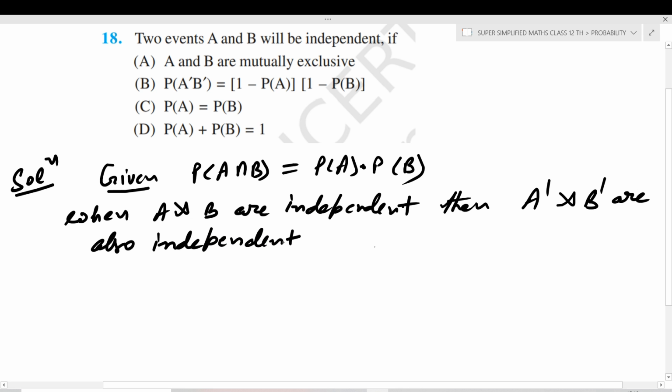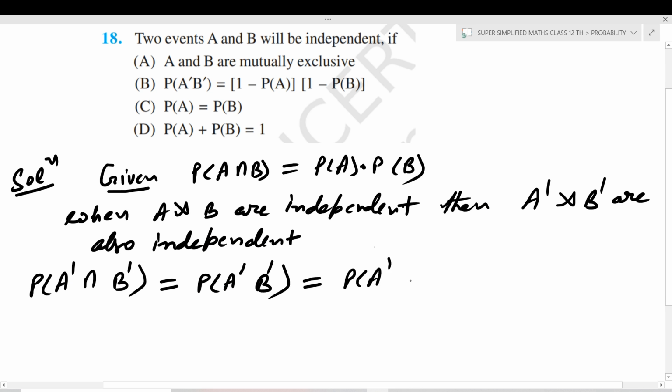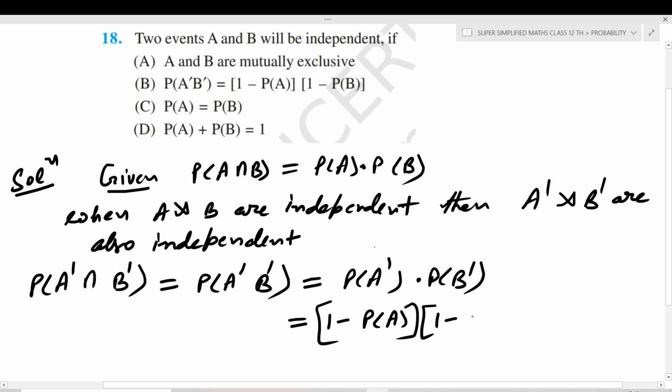Since A and B are independent, and therefore A complement and B complement are also independent, P of A complement intersection B complement, which is same as A dash B dash, should be equal to P A dash into P B dash or complement. But probability of A complement is 1 minus probability of A, and probability of B complement is 1 minus probability of B, which is the correct option B.